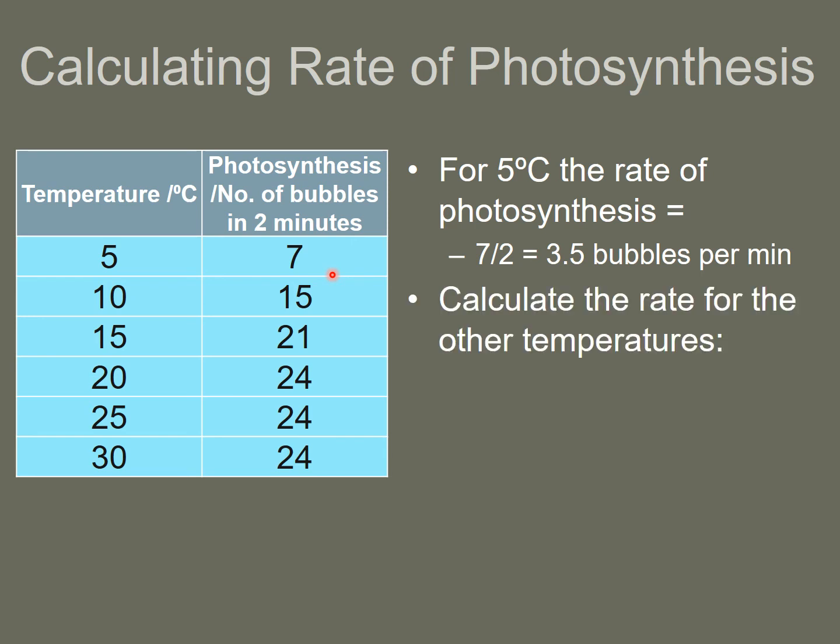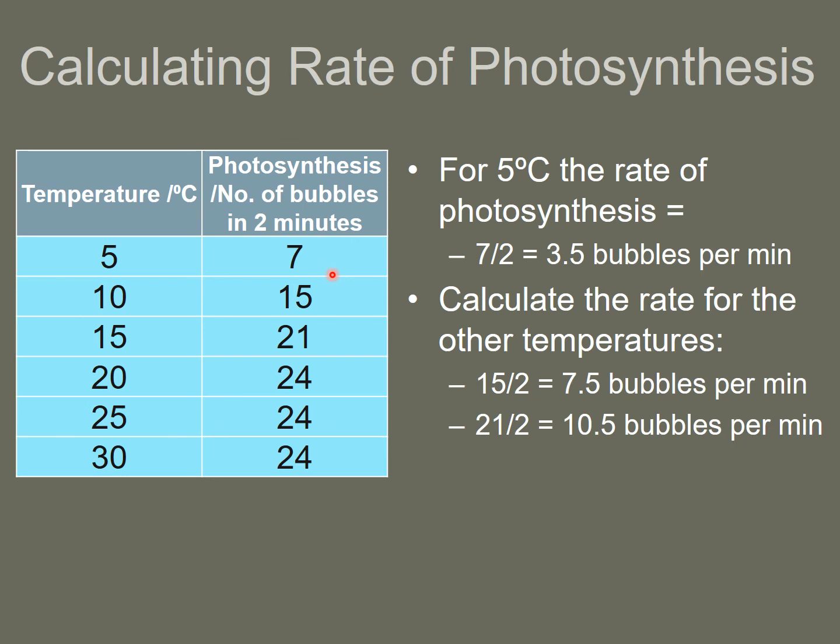So 15 divided by 2, of course, would be 7.5 bubbles per minute. 21 divided by 2 is 10.5 bubbles per minute. And for all of the others, 24 divided by 2 is, of course, 12 bubbles per minute. And so here we can see in the table that plateau. So in this region, the temperature was the limiting factor from 7 up to 20. But after 20, increasing the temperature has no increase on the rate of photosynthesis, so it's no longer the limiting factor.